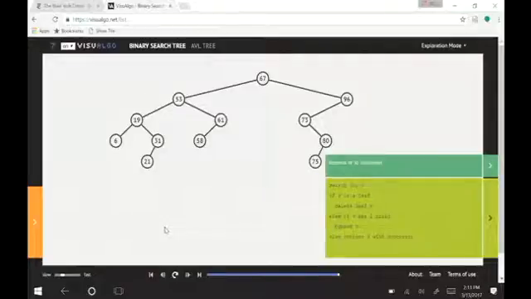If I remove 67, the tree falls apart. How could I glue it back together? What could I use? Either 61 or 73, right? Values from the tree that could be used to glue the tree back together.